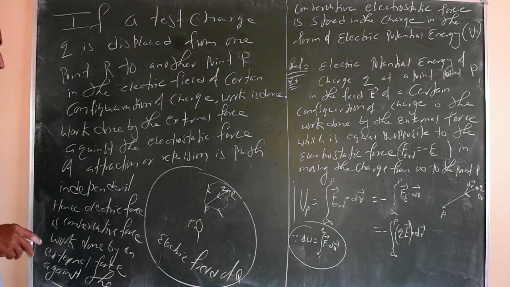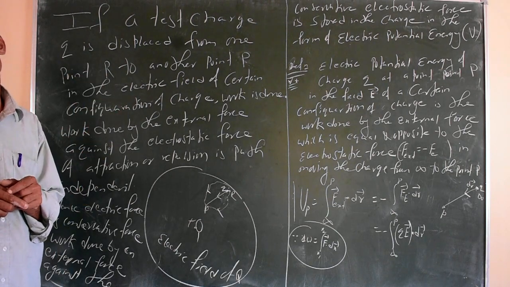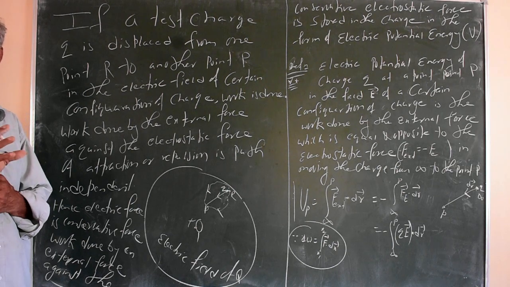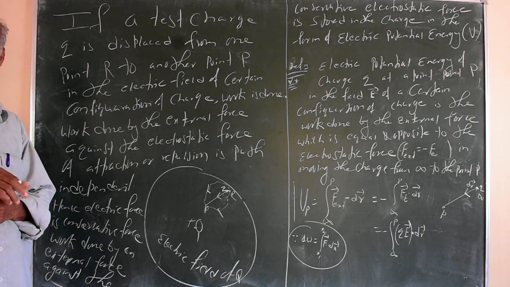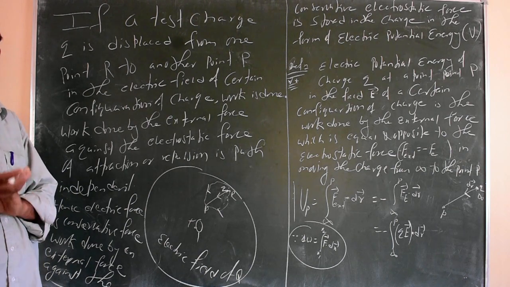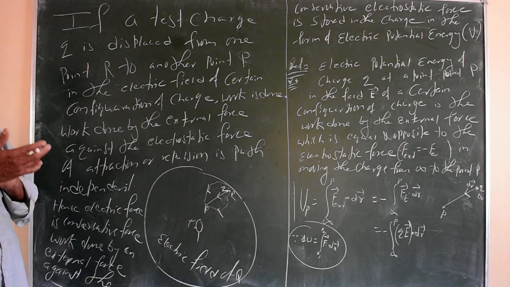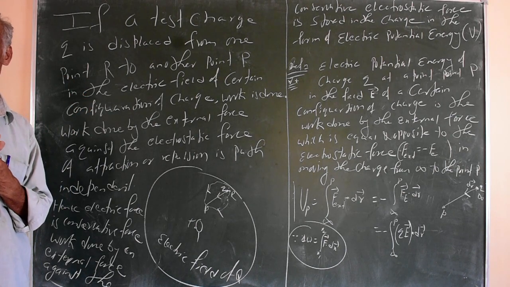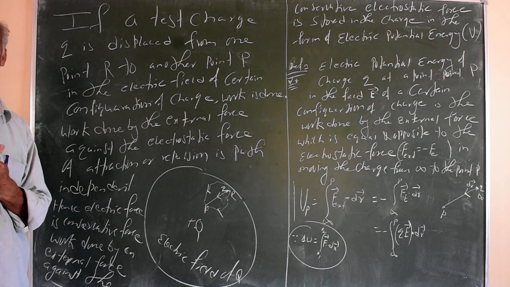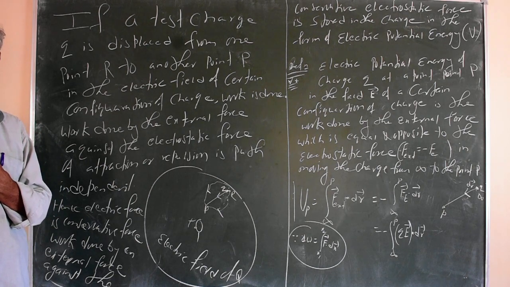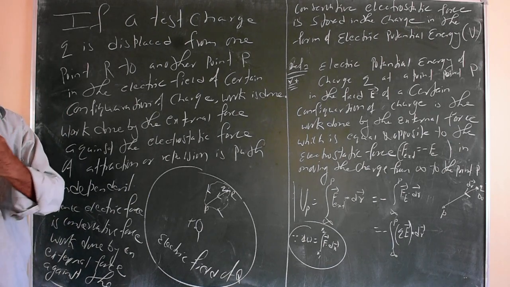A single charge also generates a field around it. If multiple charges are there in the space, it is called a configuration of charges, and all together they produce a resultant field, as we studied in the electric field topic. So if a charge is displaced in the field of a configuration of charges, work is done in displacing the charge, and the work done is stored in the charge in the form of energy.